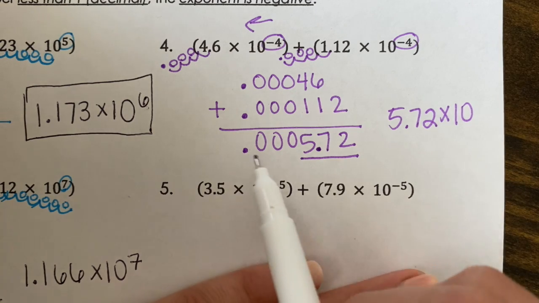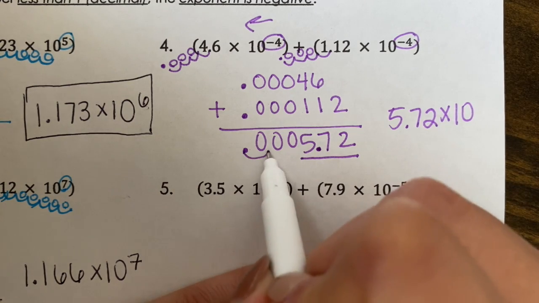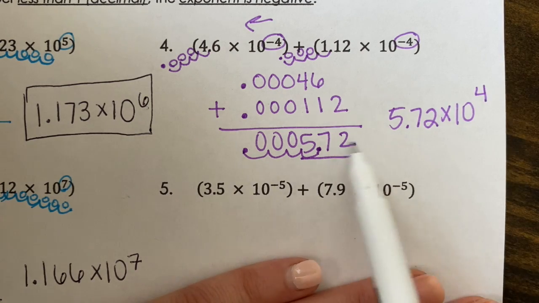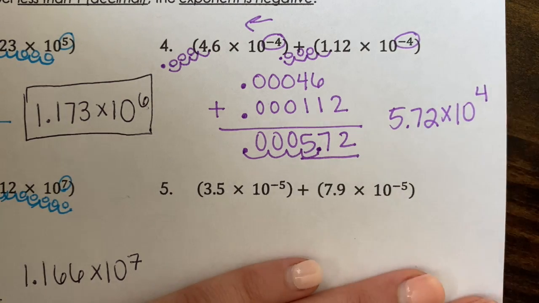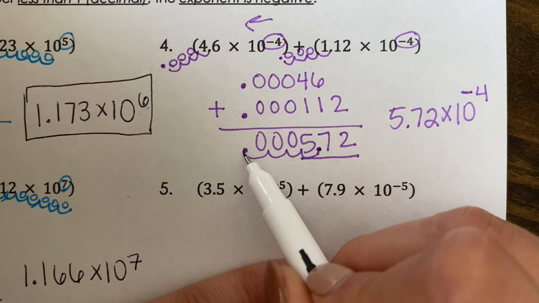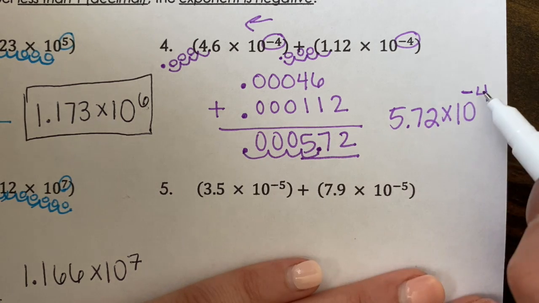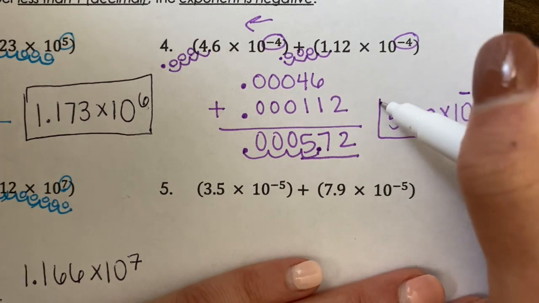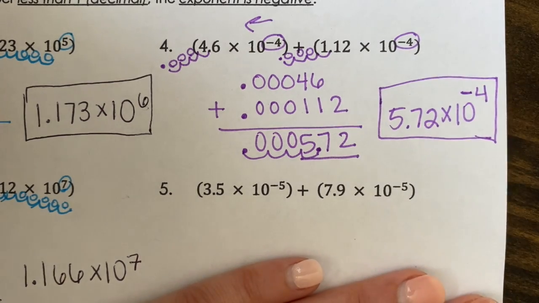And then once again, you count from decimal to decimal. We moved it 1, 2, 3, 4 times. But because this is a really small number, we have to make our exponent negative. If I were to take this decimal and move left, that would give me my answer. If I left it positive, it would move right and it would be way too big. So here is your final answer.